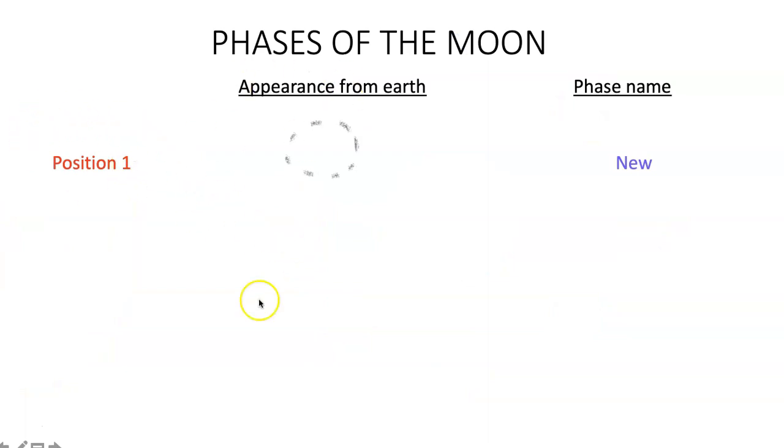And this is what we call the new moon. So you're going to have a chart that you're going to put together, and so you want to put this on another page. So this is position 1, and the appearance from Earth is nothing. So I just kind of put a dashed circle to indicate there's nothing there, but it is there, we just don't see it. And this would be the new moon phase.